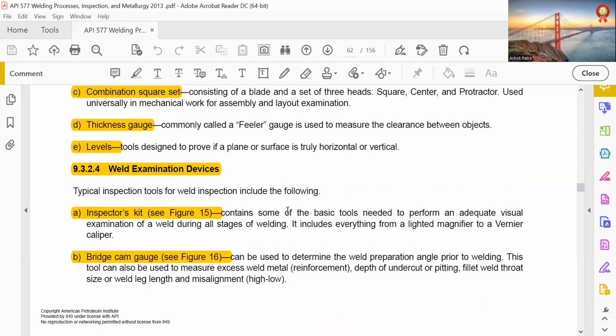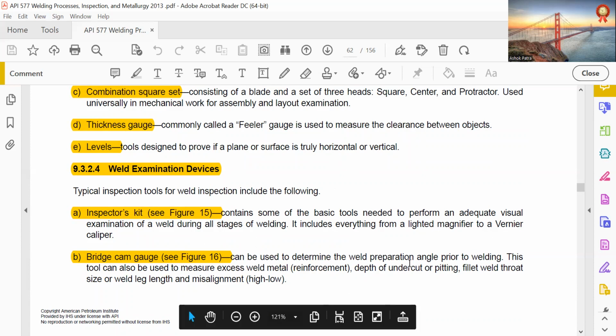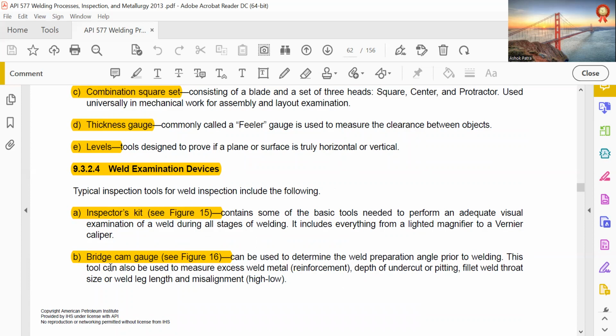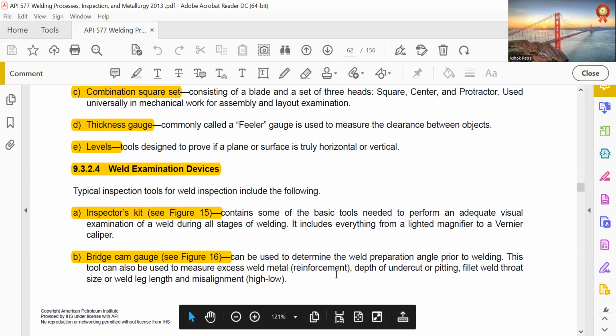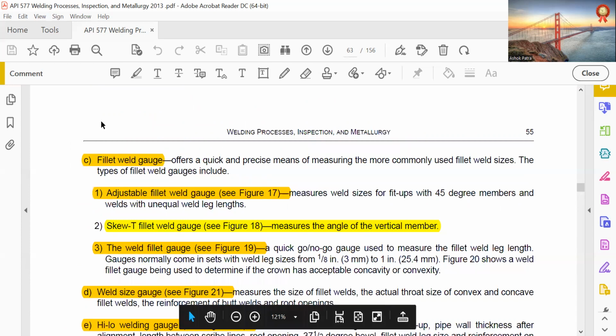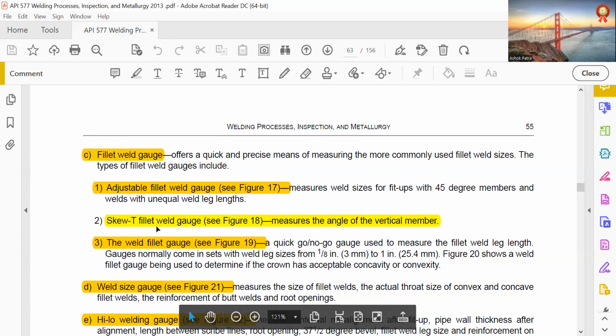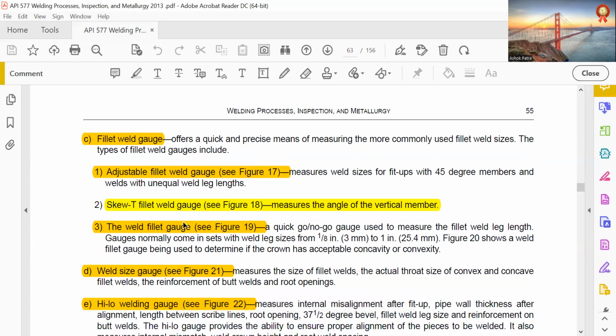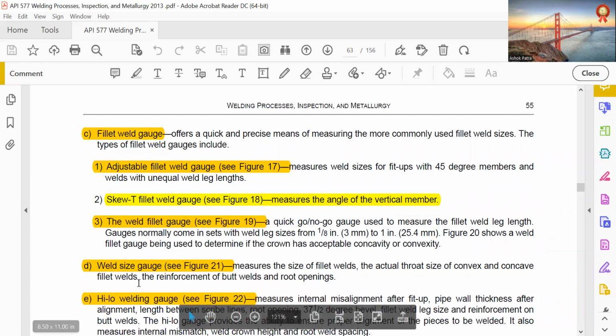So the inspector kit contains some of the basic tools needed to perform adequate visual examination during stages of welding. A lighted magnifier and vernier caliper can be used to determine weld preparation angle prior to welding. This tool can also be used to measure excess weld metal, weld reinforcement, depth of undercut, fitting, fillet weld throat size, weld length, leg length and misalignment. Fillet weld gauge, adjustable fillet weld gauge, skew tee type weld gauge, measuring the angle of the vertical member.